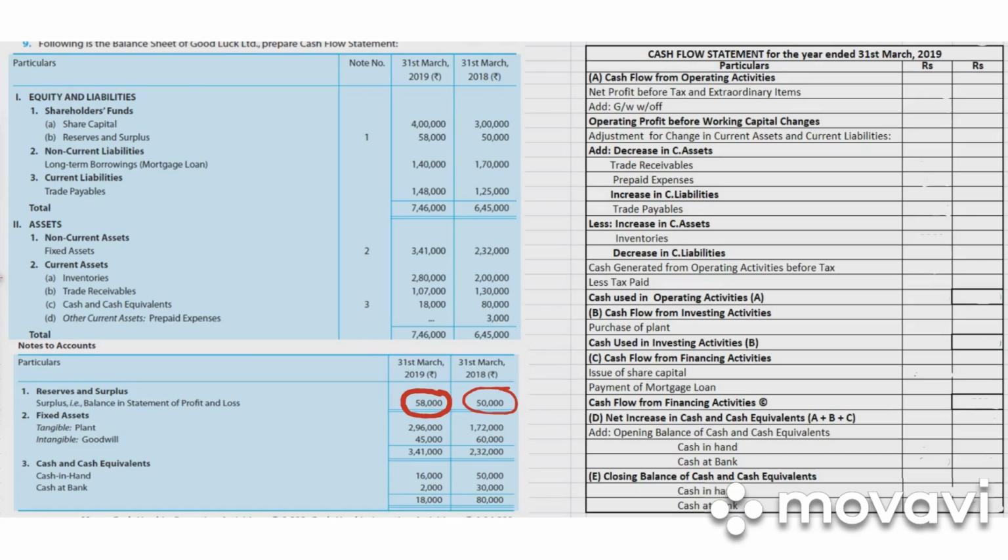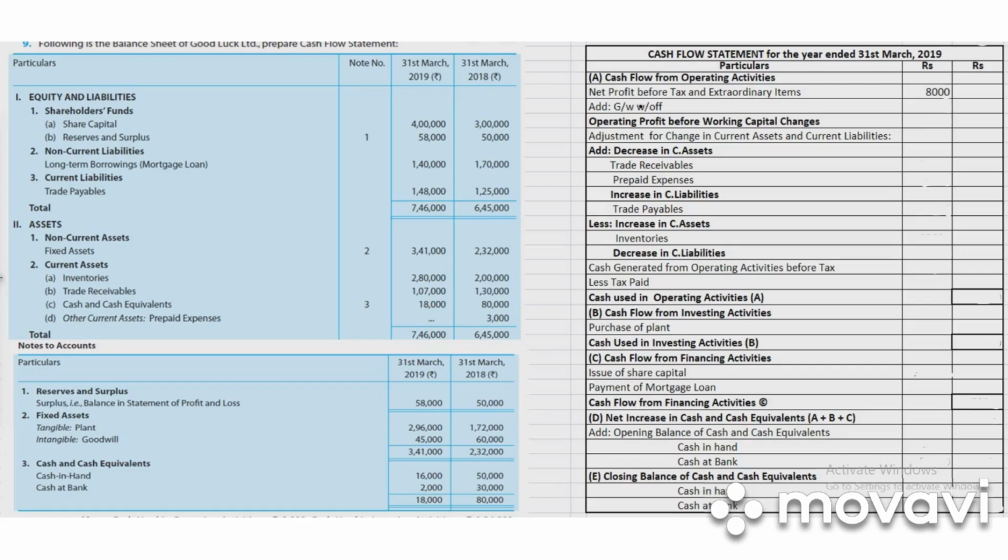How it will be written, I will show you. In the net profit section, we simply write the difference, 8,000. I have written 8,000 here. That is the first step: you write net profit in the amount column. Then the second step is about adjusting the net profit with all the non-operating and non-cash items.